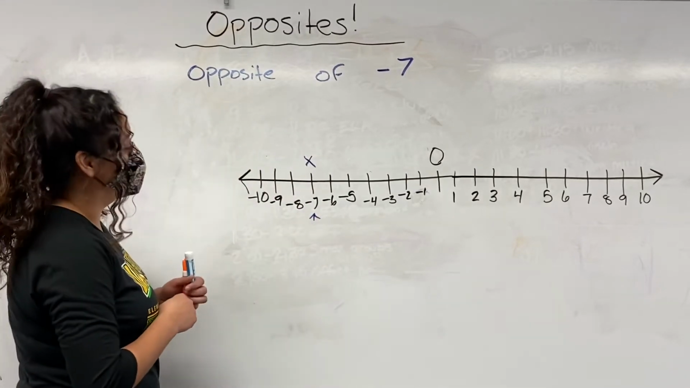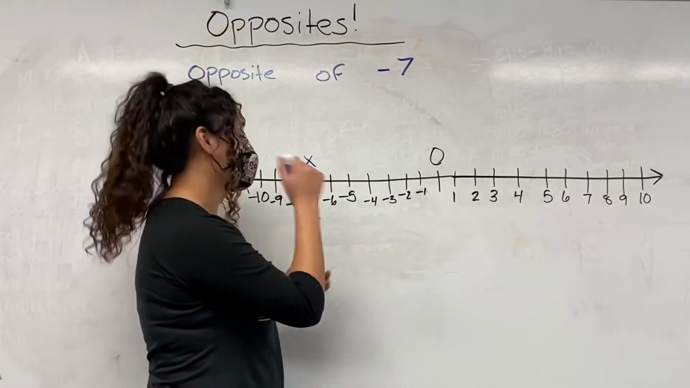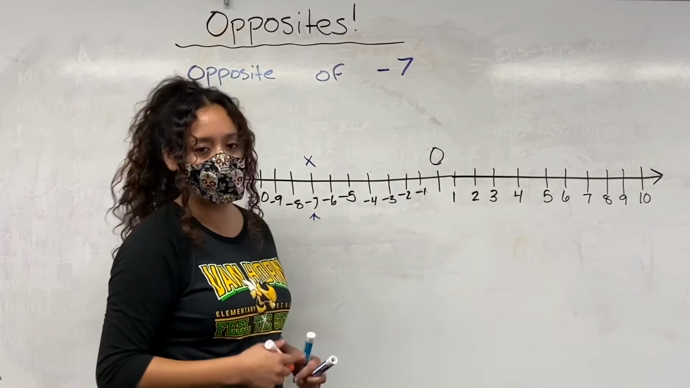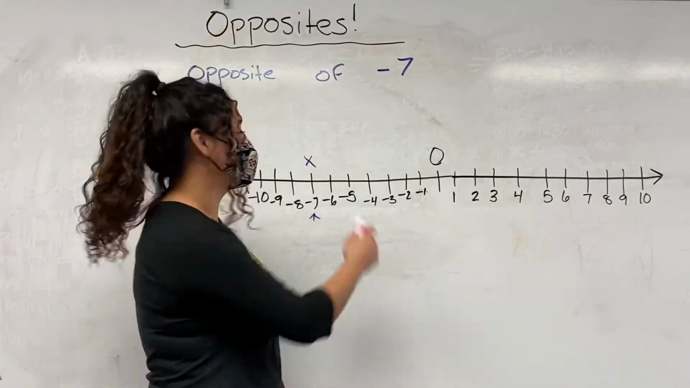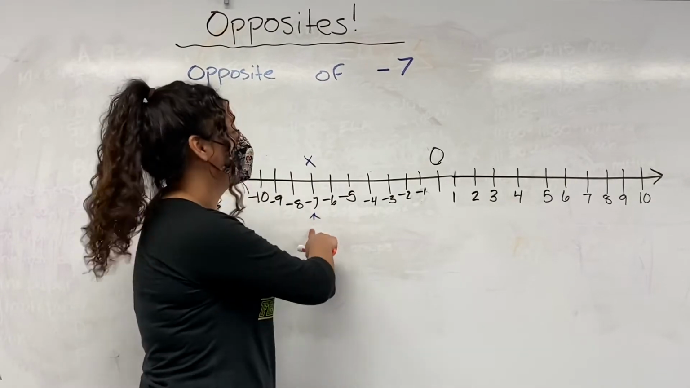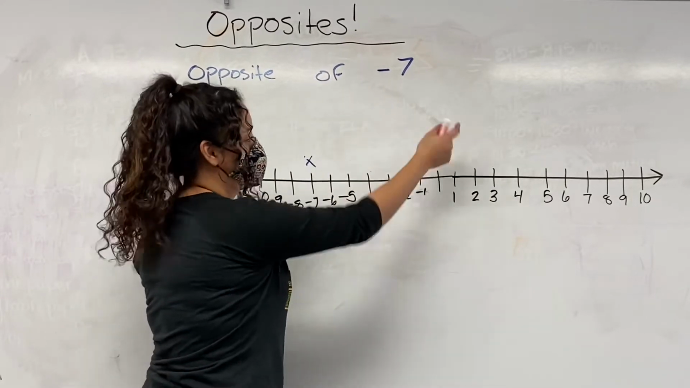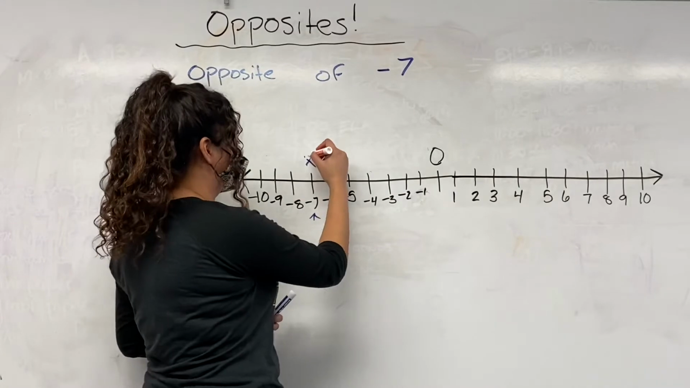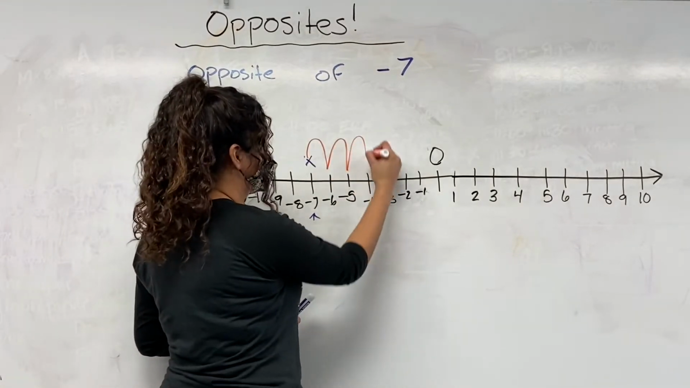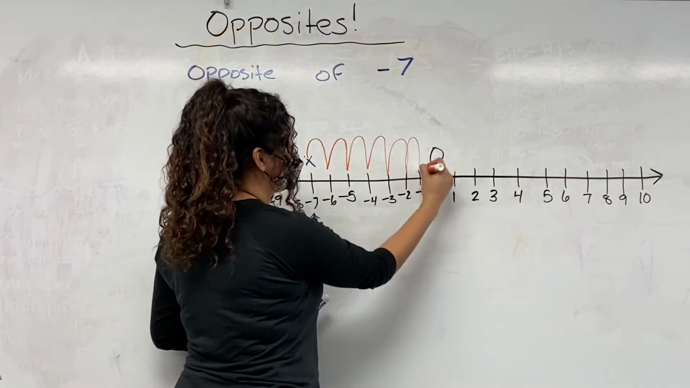Okay, I need to see how many bounces, how many spaces, how many steps it takes me to get from the number they gave me to 0. Let's count. Let's bounce. 1, 2, 3, 4, 5, 6, 7.